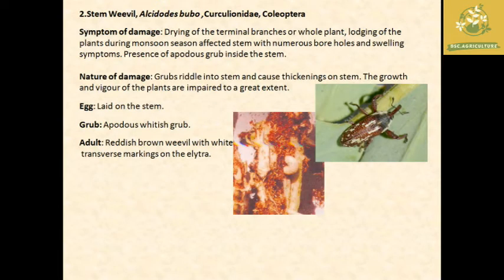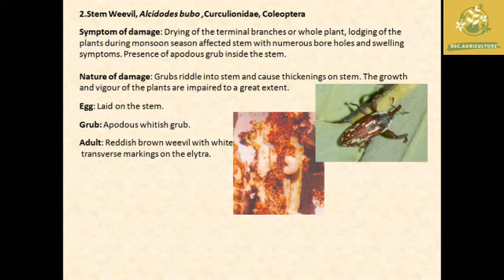The next one is the stem weevil. The scientific name is Alcidodes bubo, the family is Curculionidae, and the order is Coleoptera. The defined symptom is that the plant has drying of terminal branches, or the whole plant dries because of this stem weevil.